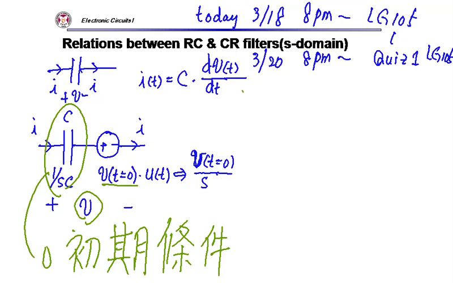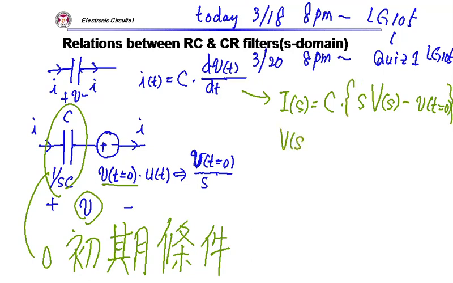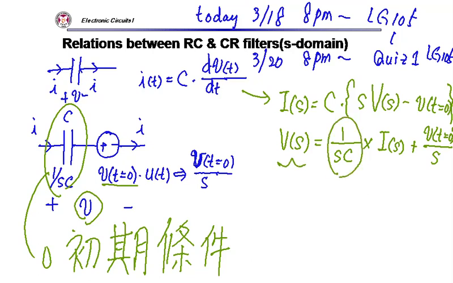If you transform this differential equation, you can see, if you write V(s), this is 1 over SC times I(s) plus 1 over S times V(t=0). Right? So it has a capacitor component with a zero initial condition, in series with a V(t=0). This is only V(t=0). Okay.